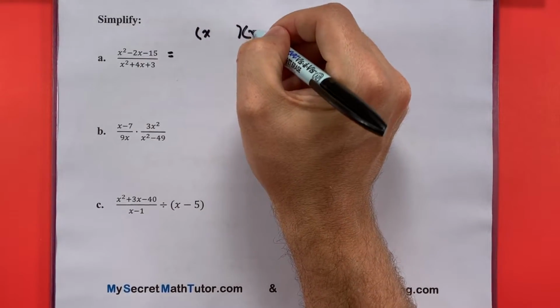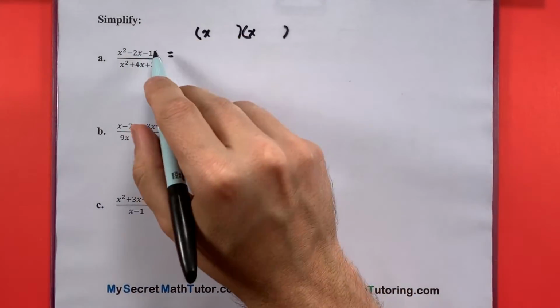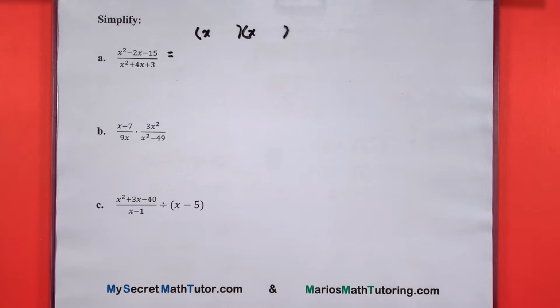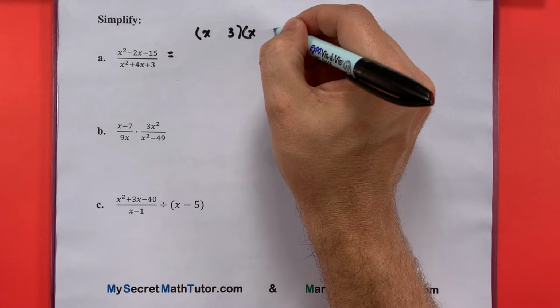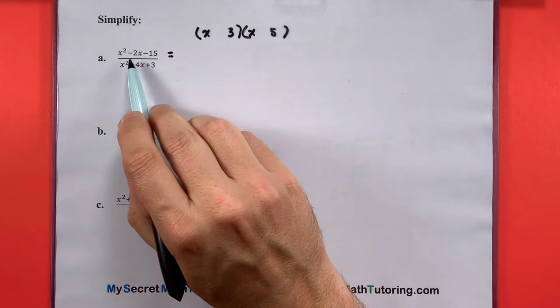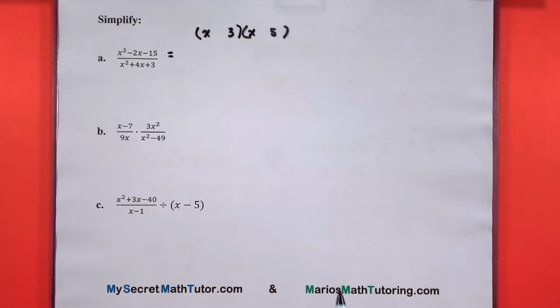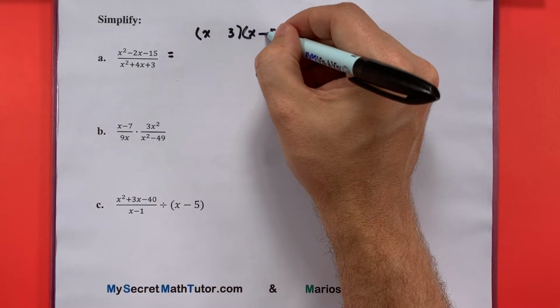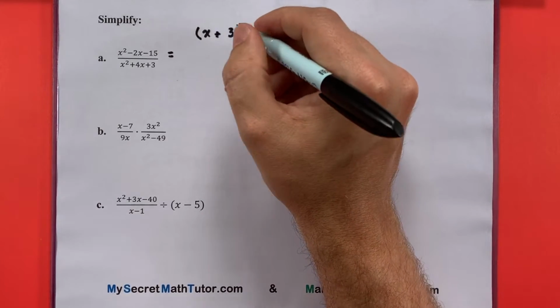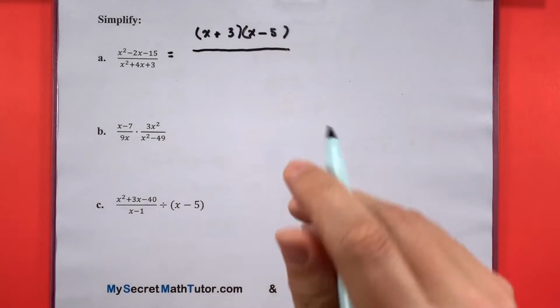Two numbers that will multiply to give me an x squared will be an x and x. Two numbers that will multiply to be 15, I could use 3 and 5. And in fact, that seems like a really good idea to do since the difference or the distance between them is 2, and that's what I'm seeing in the middle. Now, since I have a negative 2, I know the larger of these numbers must be negative. So we'll go ahead and make that negative and the other one positive. And now the top is factored.